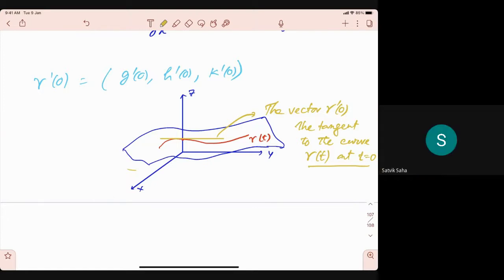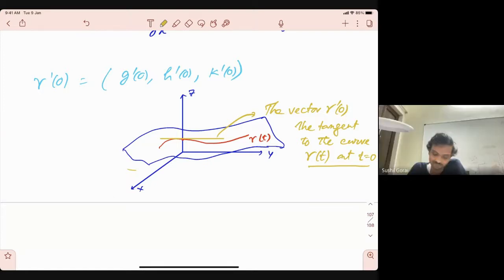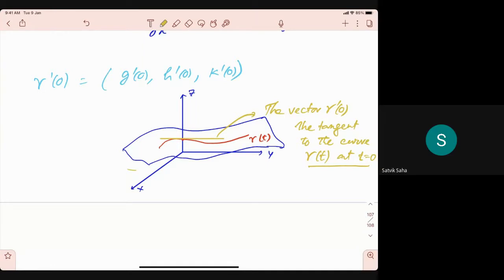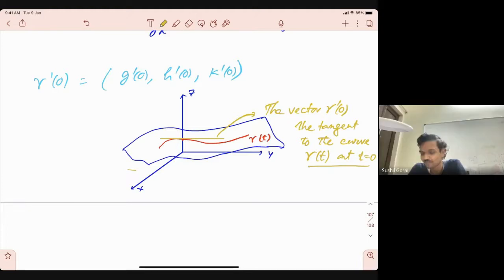If I had a different curve passing through the same point, and if it had the same velocities there, that means g' and h' are the same, then I would have got the same derivative back. Right. So what you said, velocity, is just this vector gamma'(0). Yeah, this is the velocity vector.